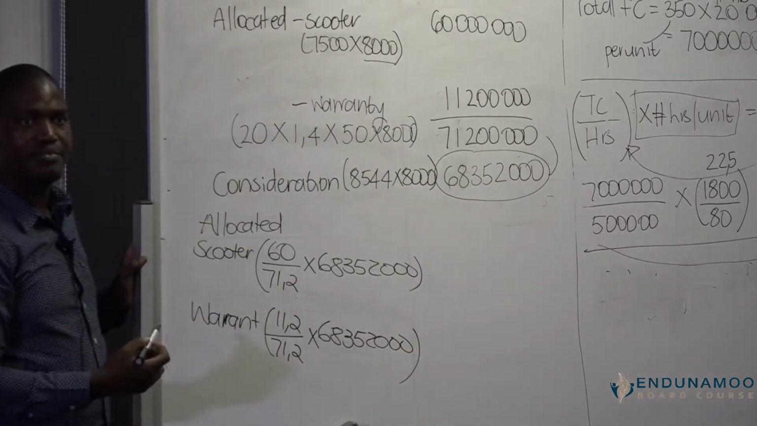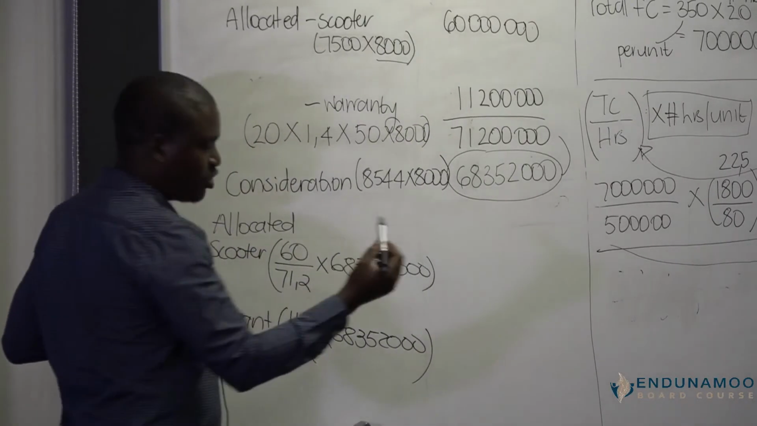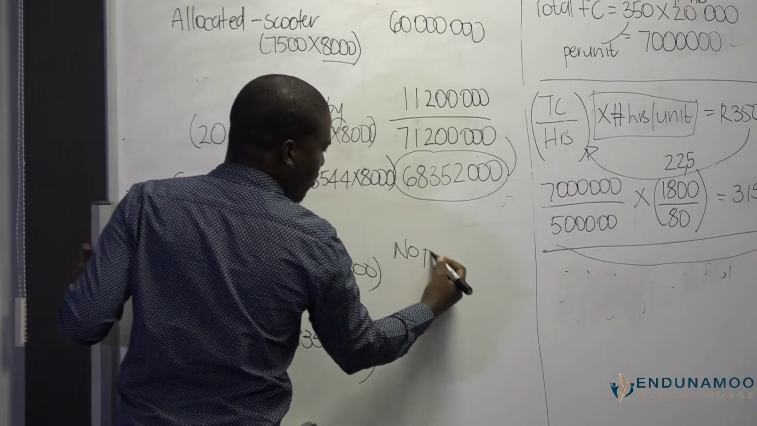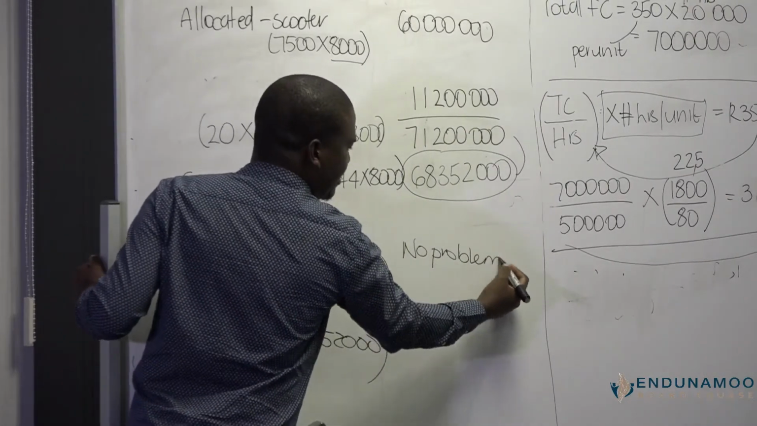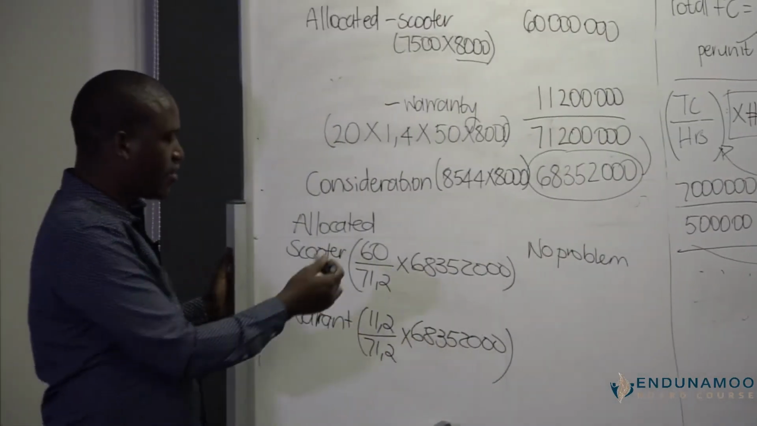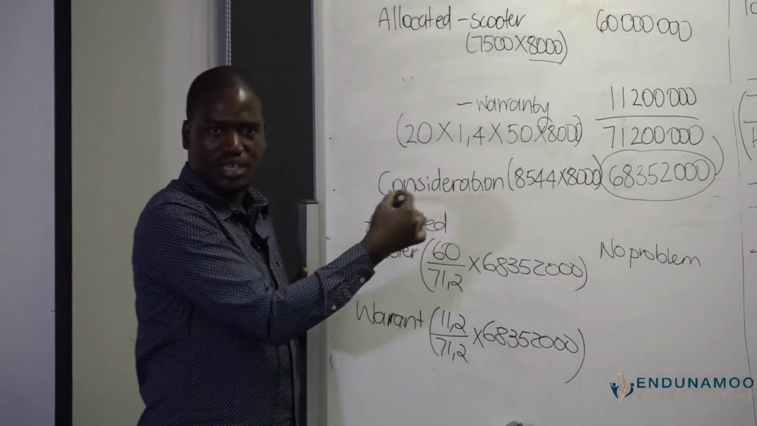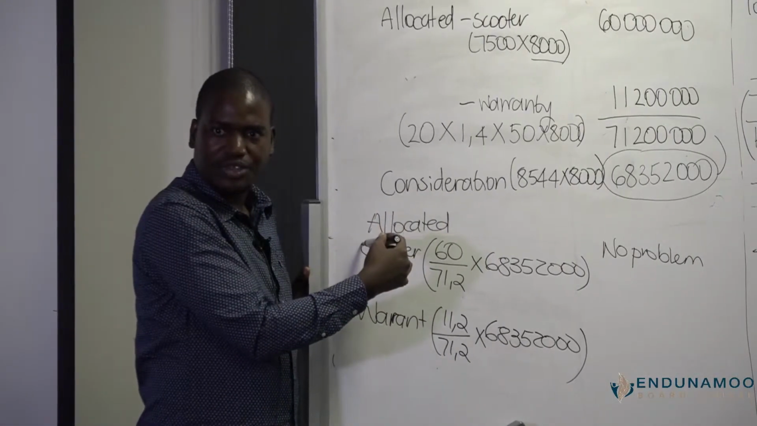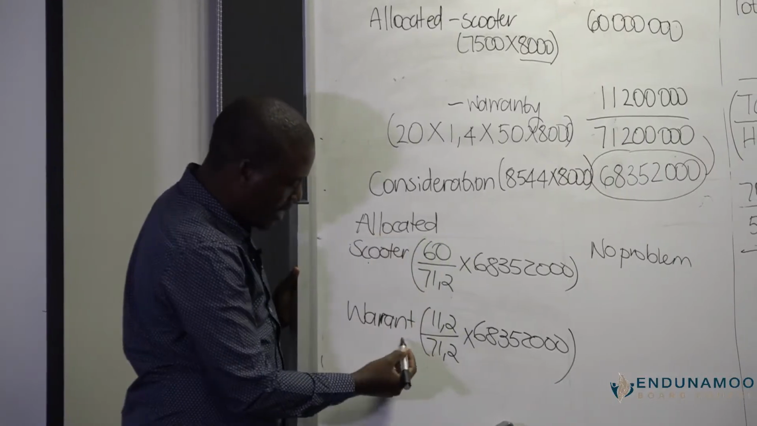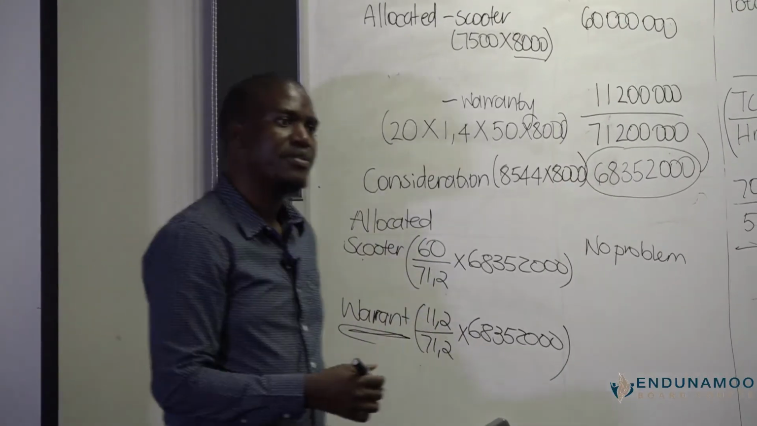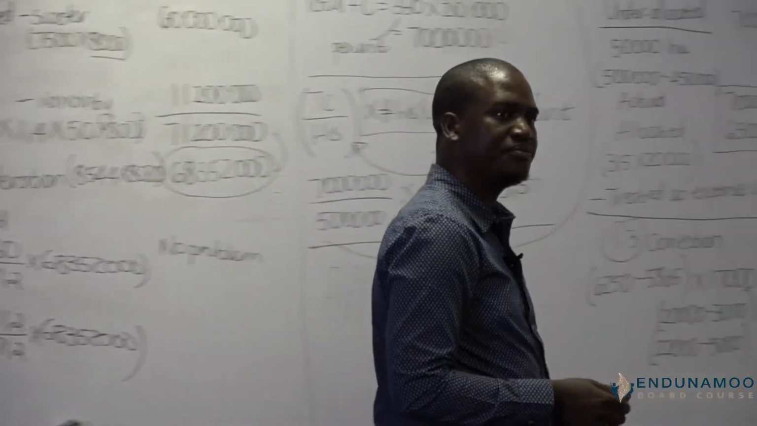Then you argue there's no problem here. So even if you don't calculate this number, there's nothing to adjust. The recognition of this amount in revenue is correct altogether. You are just worried about the recognition of the warranty. Is that clear?